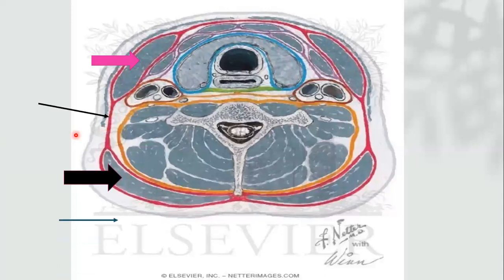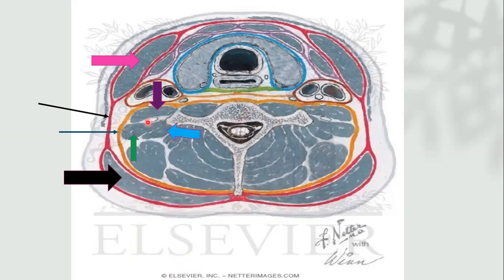What forms the floor? That. And that is the prevertebral fascia. So the prevertebral fascia actually is the one which covers the muscles forming the floor of the triangle. And that there is the scalenus anterior, the anterior scalene, followed by the scalenus medius, and finally the scalenus posterior.